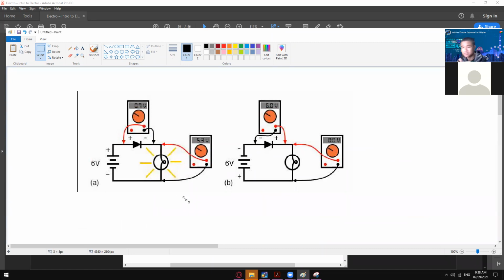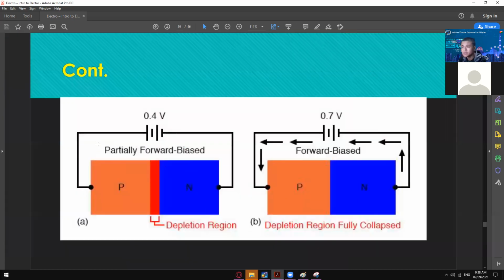Though it is super dim, since we have a diode right here which requires a voltage of 0.7, it won't be able to pass through, or it won't be able to activate this diode. As a reading, we only have 0 volts right here. So we call that one partially forward bias.